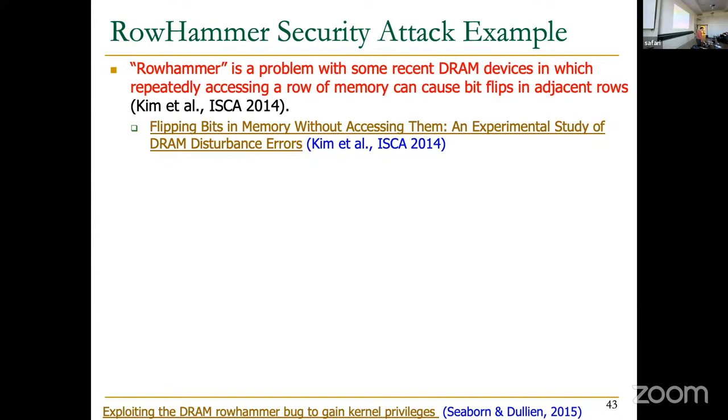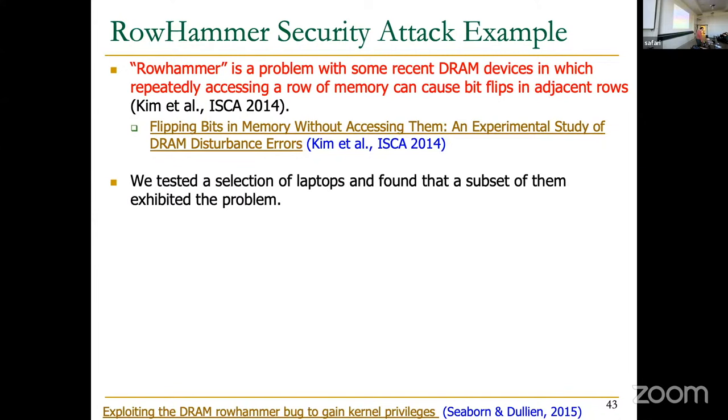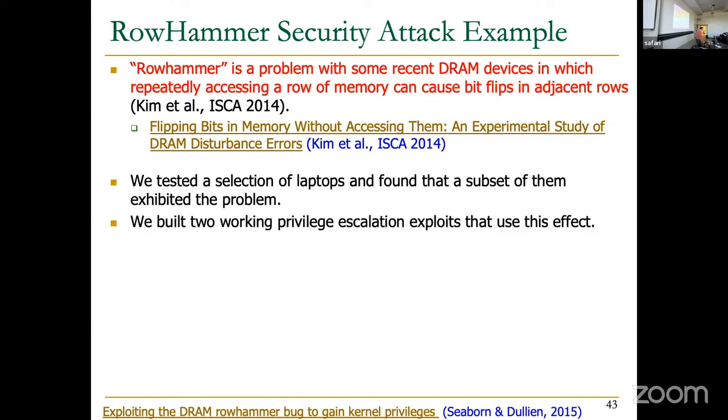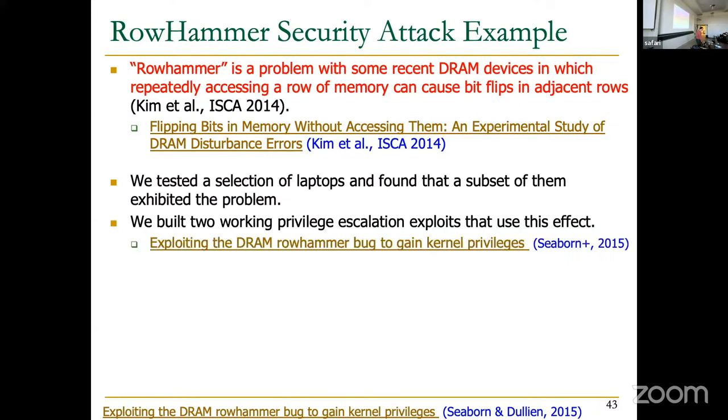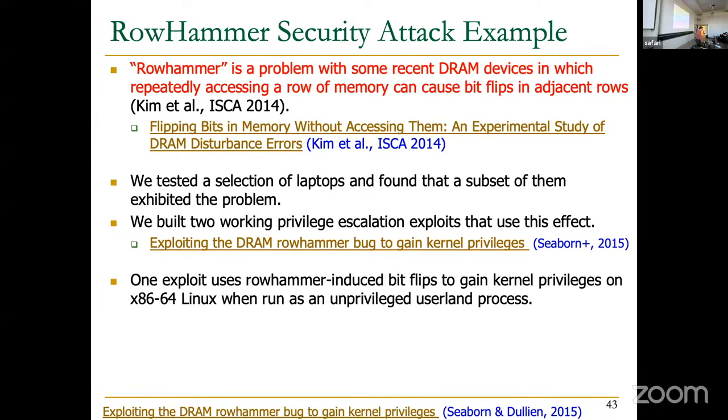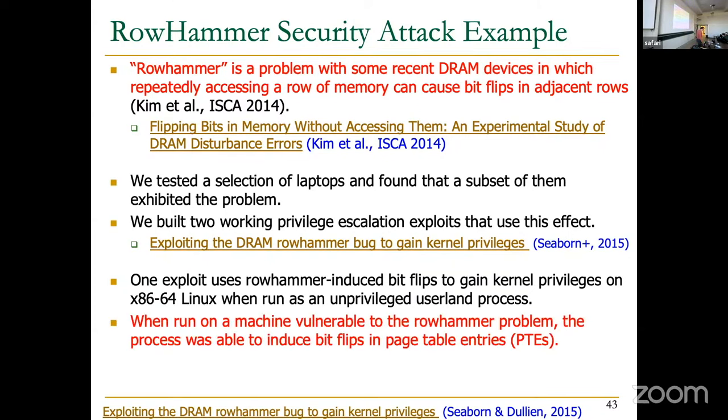But basically, this is quoted from them. They learned about the problem from our paper. They replicated the problem on their systems. They built two security exploits based on that. One of them takes over Google Native Client, which is not that interesting, but I'm going to get back to that later on. The other one takes over x86-64 Linux. They have a nice probabilistic attack that can induce bit flips on an x86-64 Linux system using a user level process. And the basic idea is they do page table spraying.